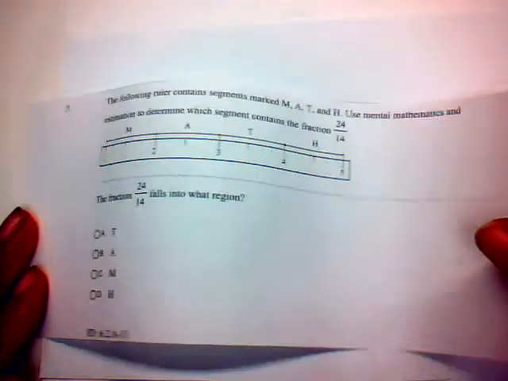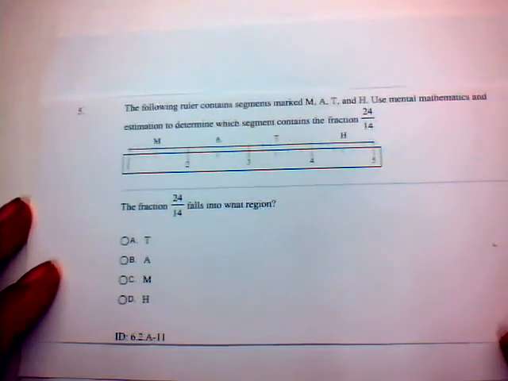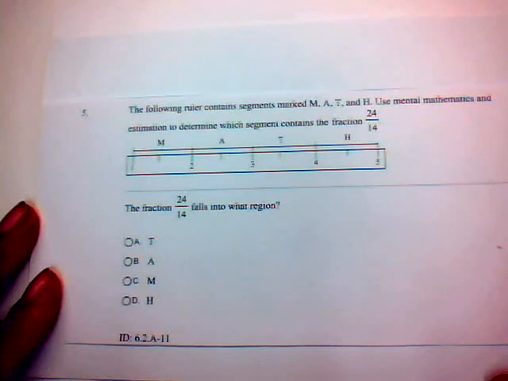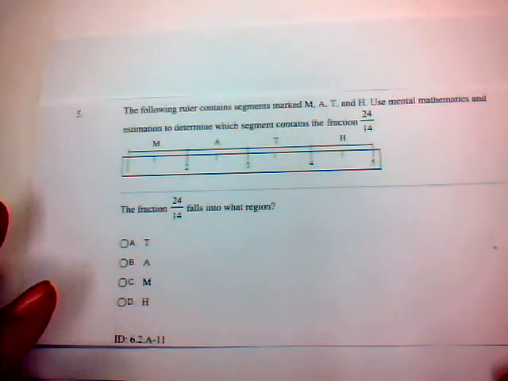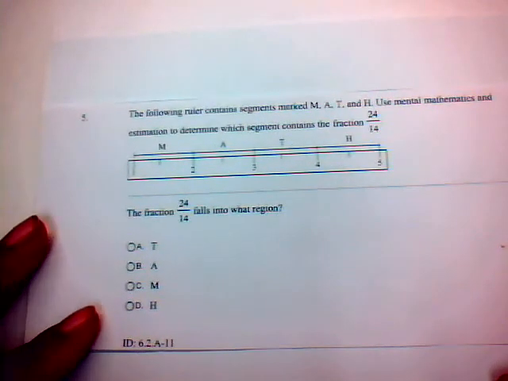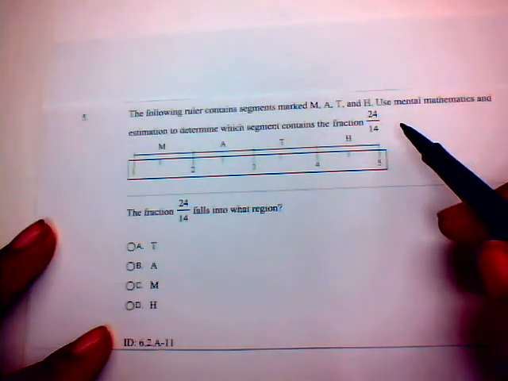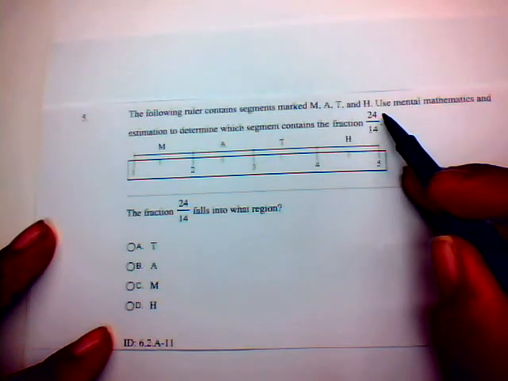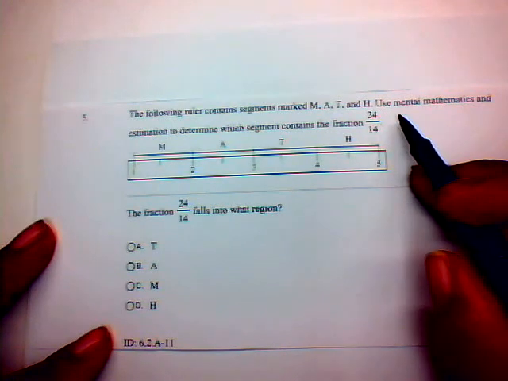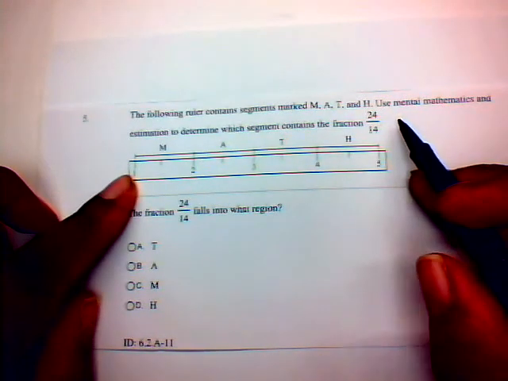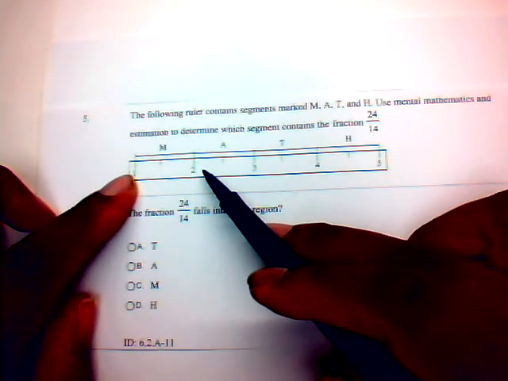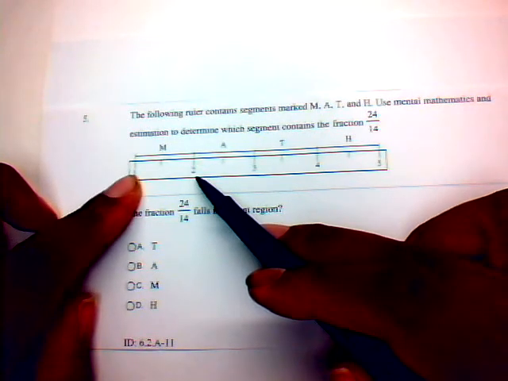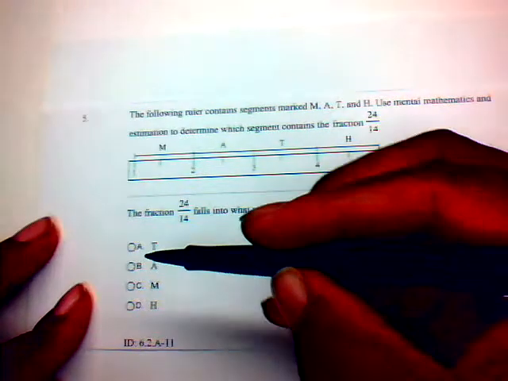All right, problem number 5. The following ruler contains segments marked M, A, T, and H. You're going to use mental mathematics and estimation to determine which segment contains the fraction 24 over 14. Well, let's think about this for a moment here. If you divide 14 into 24, it's going to go 1 time. So we know it's got to be bigger than 1, but it's got to be less than 2. Okay? So 24/14 will have to fall somewhere between 1 and 2, which falls within this segment called M.